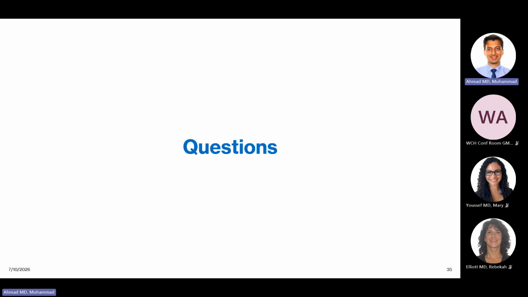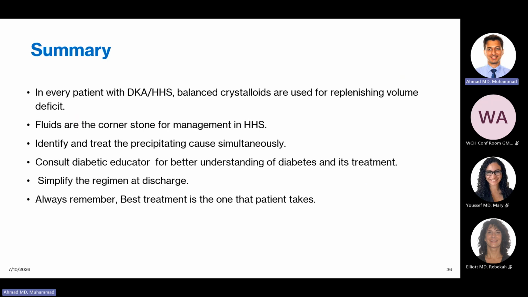Take-home points: crystalloids are the best management. Always consult the diabetes educator because most of the time patients don't know how to manage diabetes, how much insulin to use, or how to use subcutaneous insulin. Always try to simplify the regimen at discharge, because this is the important thing. Sometimes patients have insurance issues, and then you have to convert long-acting and short-acting insulin into NPH, which is the intermediate form of insulin that is much cheaper and widely available. As usual, the best treatment is the one that the patient takes.